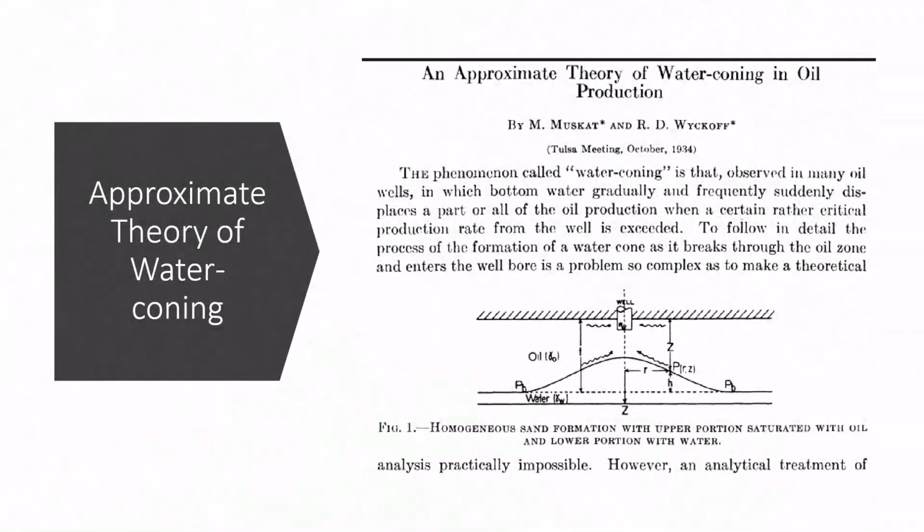An Approximate Theory of Water Coning and Oil Production by M. Muskat and R.D. Wyckoff, Tulsa meeting, October 1934. The phenomenon called water coning is that observed in many wells in which bottom water gradually and frequently suddenly displaces a part or all of the oil production when a certain rather critical production rate from the well is exceeded.